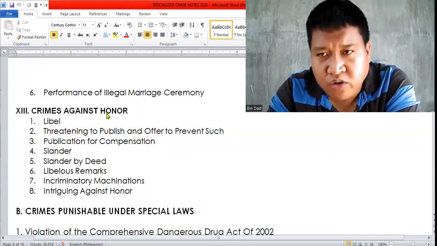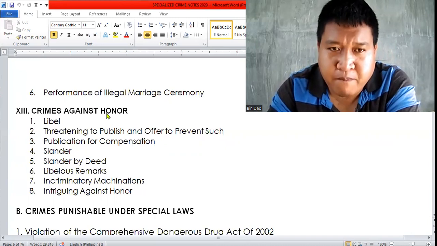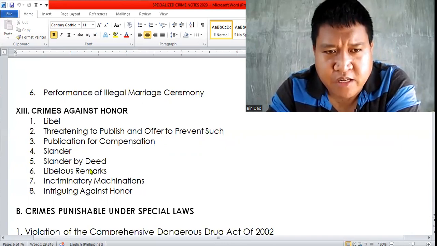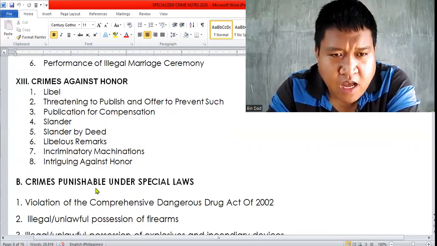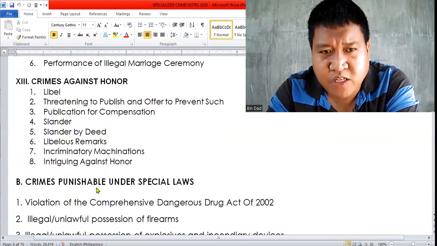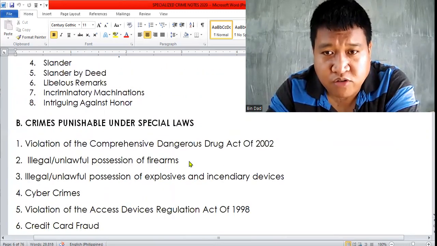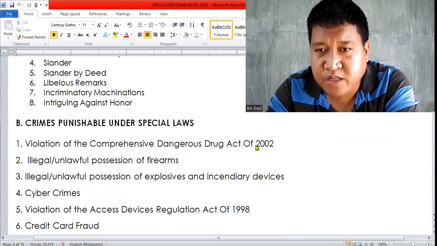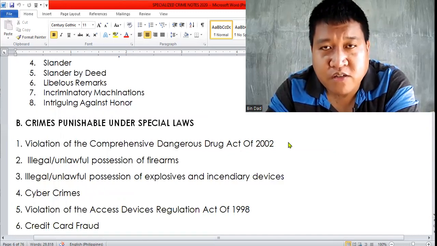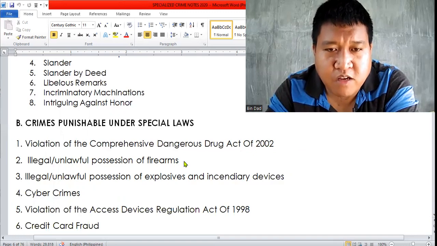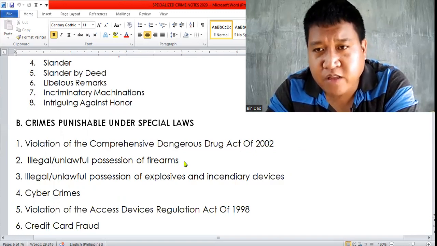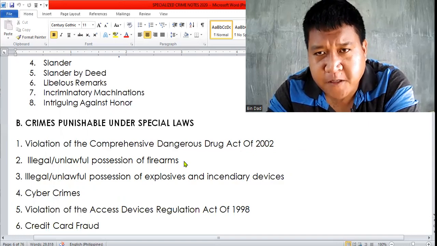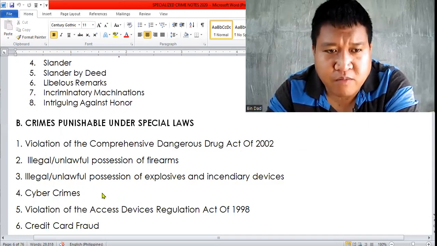Crime against honor, honor, pinag-uusapan dito, integrity, paninirang-puri. We have libel, yan, common yan. Slander, slander by deed, and so forth and so on. Then, lahat ng walang na-define na crime sa RPC, makikita natin yan sa special laws. At ito yung assignment ninyo noon. And I hope you are able to identify their serial number. Comprehensive Dangerous Drugs Act of 2002, that is RA 9165. Illegal possession, meron na tayong maraming batas dyan, PD 1866, 9516, now the Republic Act number 10591. No, papiano na lang yan.